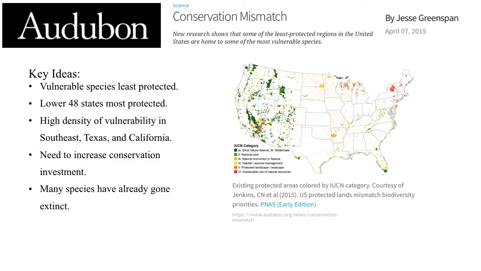An article by Jesse Greenspan expanded more on a conservation mismatch. In this article, some of the key ideas were that some of the vulnerable species are the least protected. The largest area that is protected are the lower 48 states in the interior Midwest. The highest density of vulnerable species are in the Southeast, Texas, and California areas. There needs to be an increase in conservation investment to protect the vulnerable unprotected areas. And lastly, many species have already gone extinct from not being protected, and many more are on the brink of going extinct. The map on the right shows existing protected areas that are colored by a category.